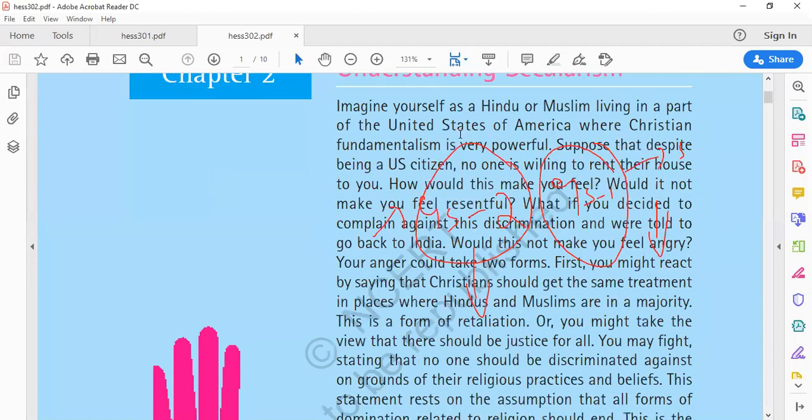Imagine yourself a Hindu or a Muslim living in a part of USA.